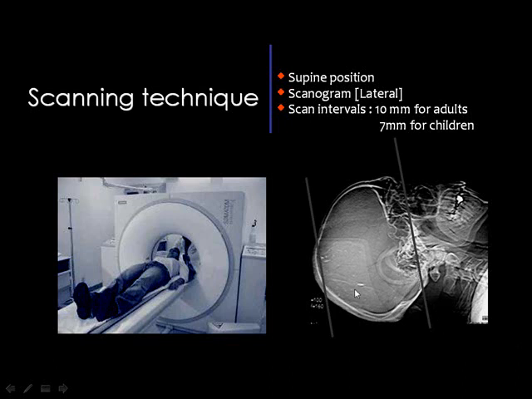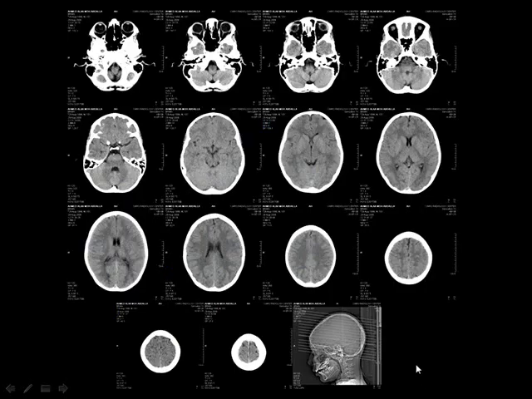Passing from the skull base until we reach the vertex, the scan will ask about the interval of scanning. We scan this area in adults every 1 centimeter, and in the pediatric age group, we scan this area every 7 millimeters. After finishing the scan, you should have these sections on the X-ray film, starting from the lower sections in the skull base and ending with the vertex of the skull.